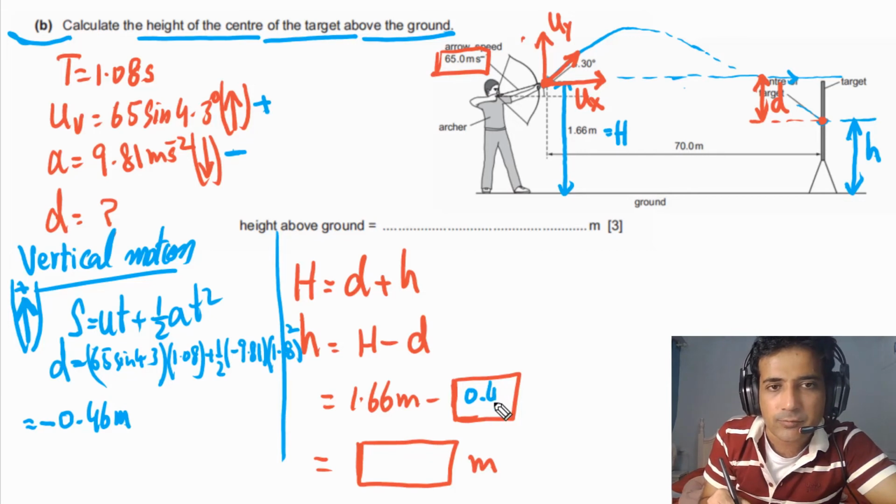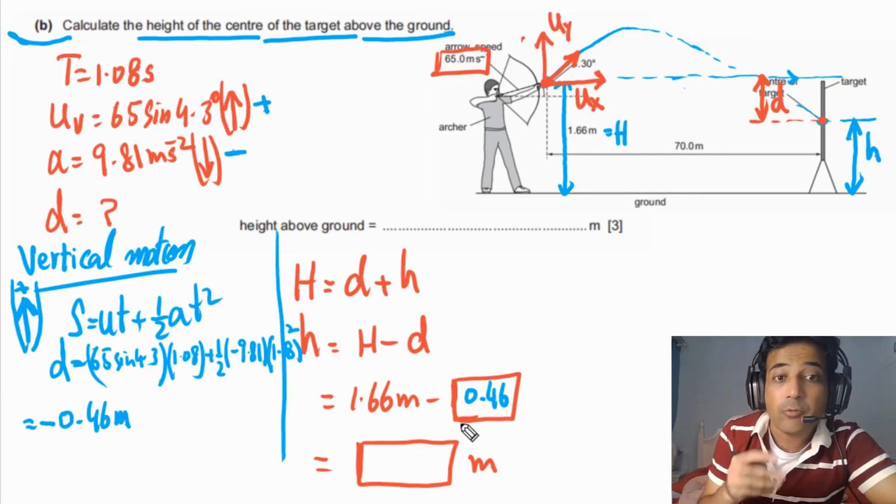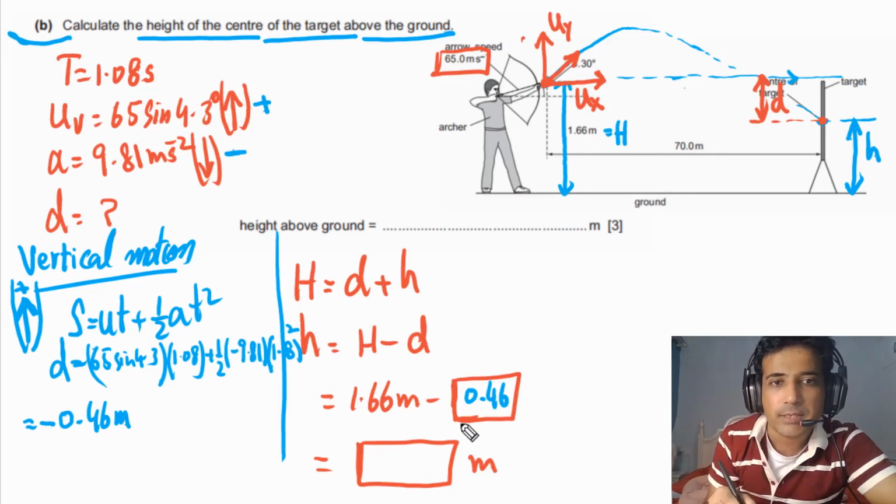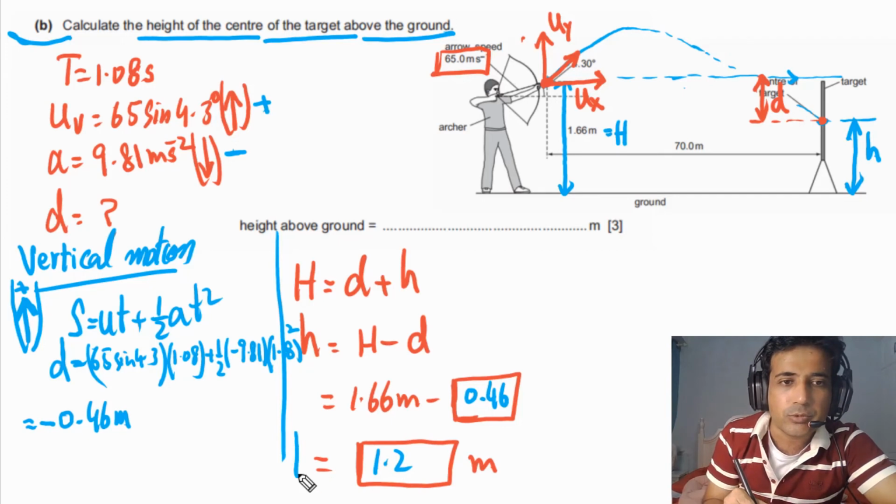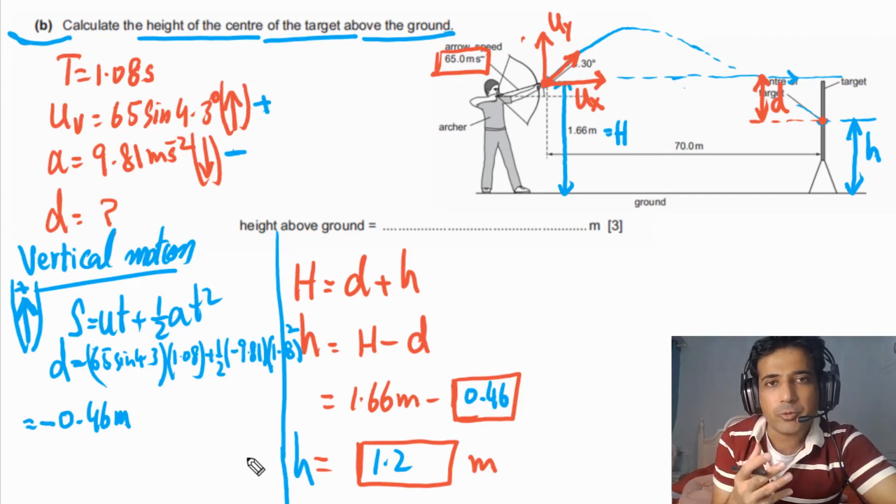So this is 4.6 meters. We are talking about height, so that's the reason we have taken positive here. So the final answer in this case will be equal to 1.2 meters. So this is the value of the height, and this is how you can calculate. If your concept of projectile motion is clear, you can calculate very easily.